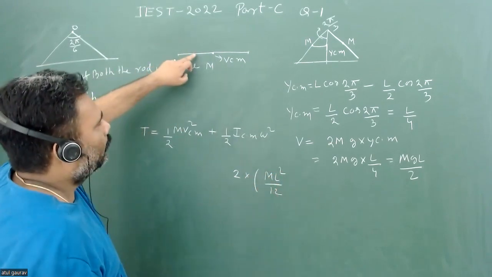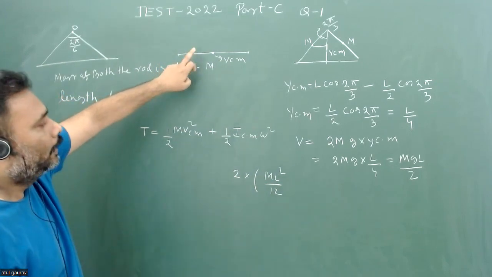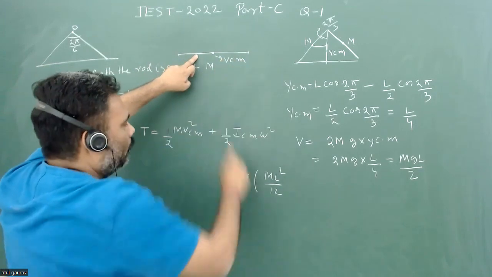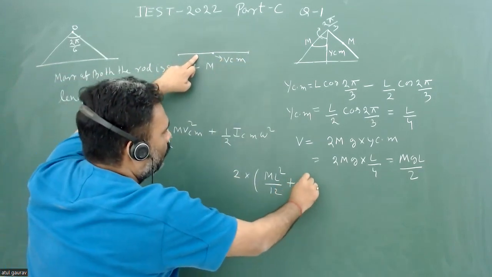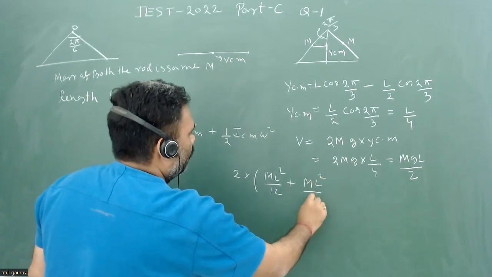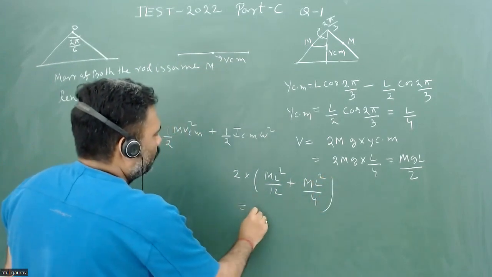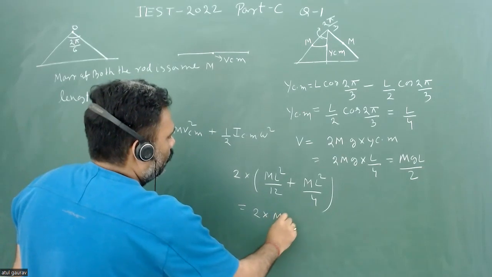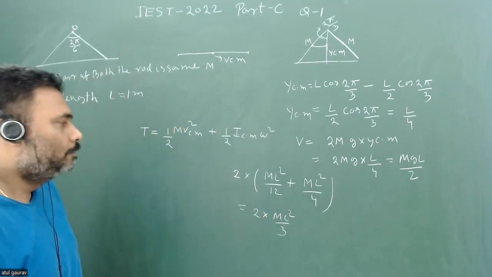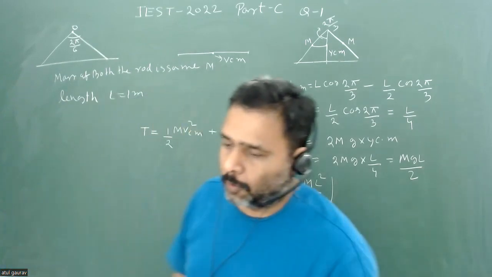So that is the moment of inertia about the center of mass of one rod. 2 is due to the second rod. Plus we are using the parallel axis theorem, so we have ml square by 4. So we have basically 2 into ml square by 3. So this is ICM. And what will be our omega?